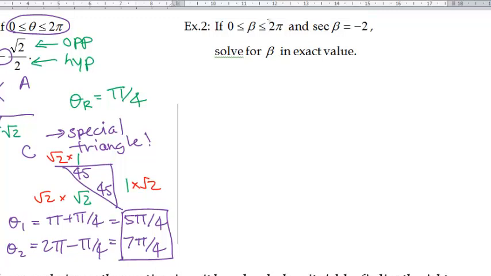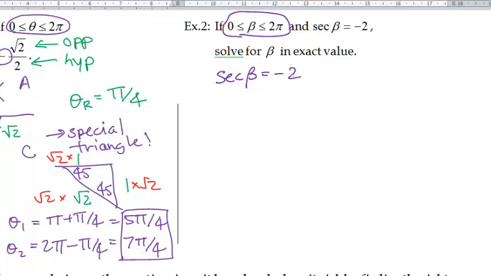Second one, so this time I'm solving for beta, which is just a different variable for our angle, and I have the same interval from 0 to 2 pi. This time they told me about the secant ratio. Okay, now secant is kind of hard to work with.